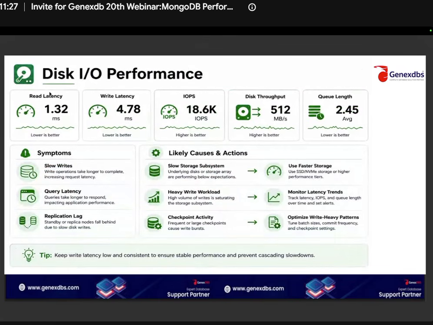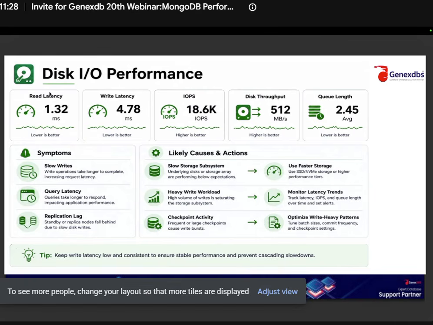Next, disk input output performance metrics, or storage metrics. Storage metrics can have a direct impact on the application responsiveness. Even if a query is well optimized, if the storage subsystem cannot keep up with the workload, it will cause different performance issues. Here we can see the important storage metrics like read latency, write latency, input output operations per second, disk throughput, and queue length. The important symptoms of storage bottlenecks are slow writes, increased query latency, replication lag, and delayed checkpoints.